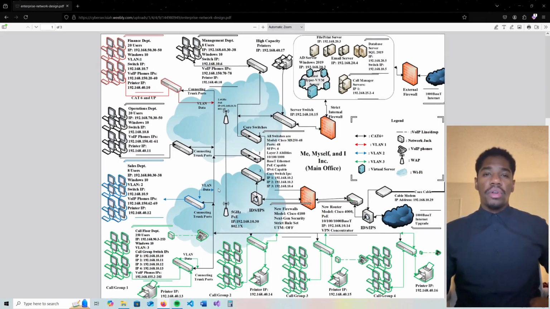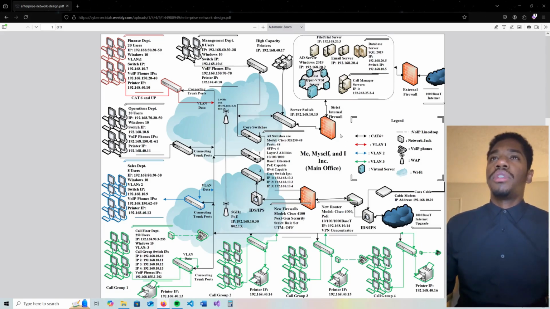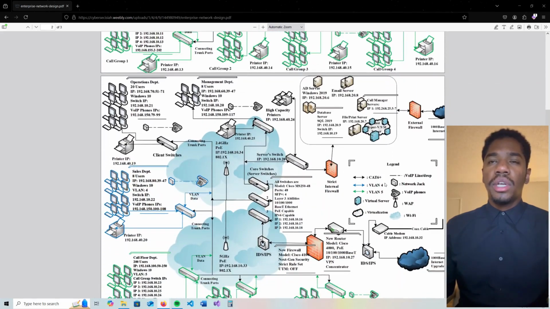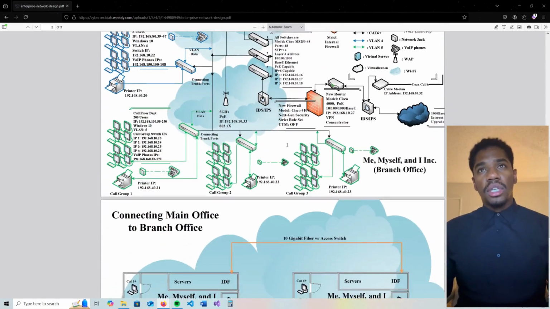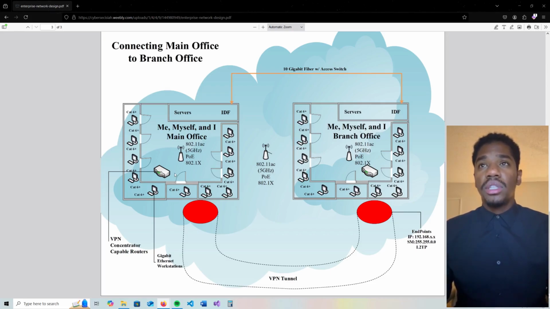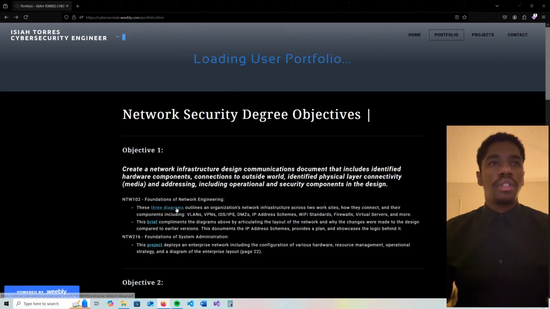a main office and a branch office. As you can see, there are firewalls here in a demilitarized zone, VLANs to segregate the network, intrusion detection systems or prevention systems. And as we go down the diagram, this is the branch office. As we go down to connecting the branch and the main office, you can see that we use VPN concentrator routers for VPN connections between the two offices. So that diagram directly corresponds to the objective.